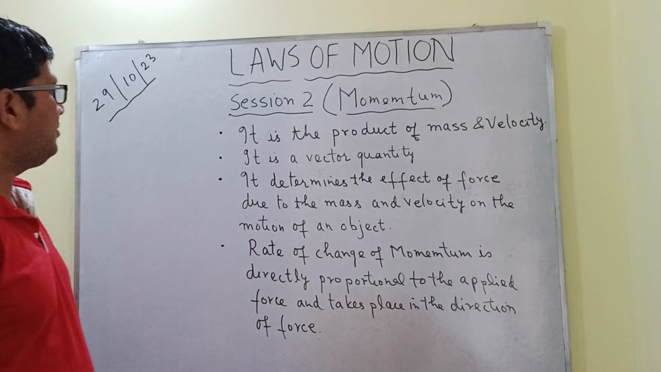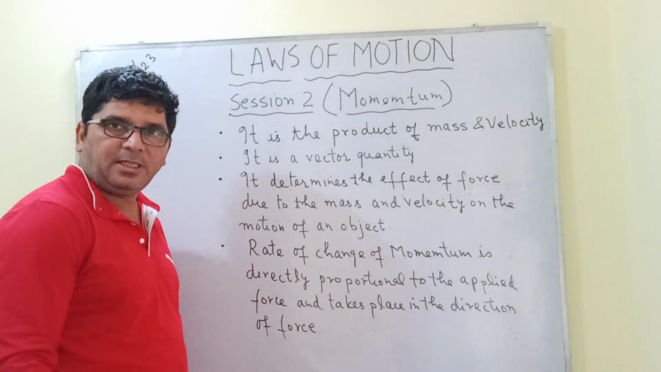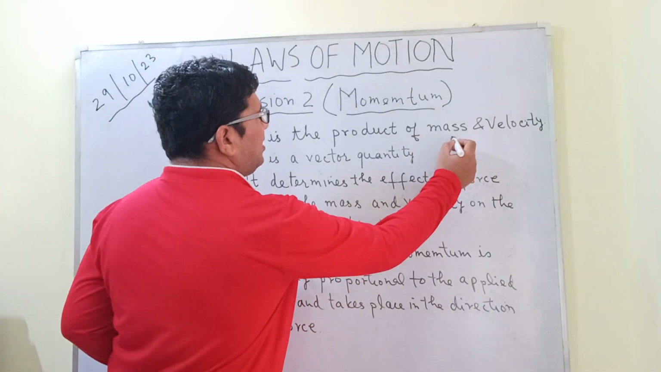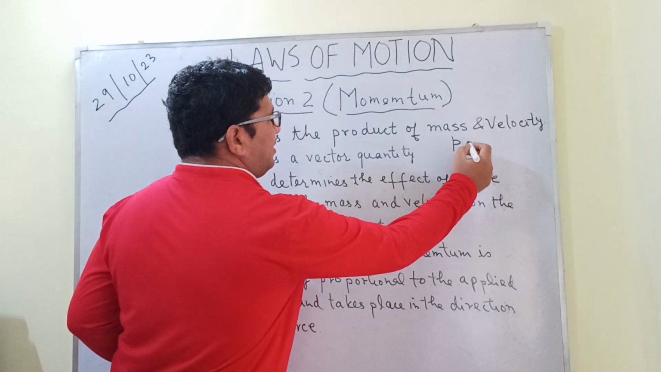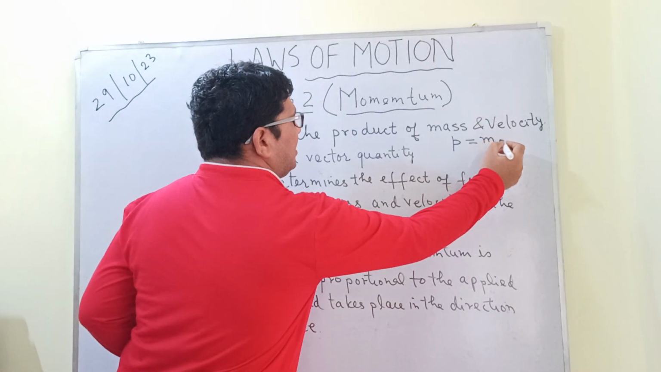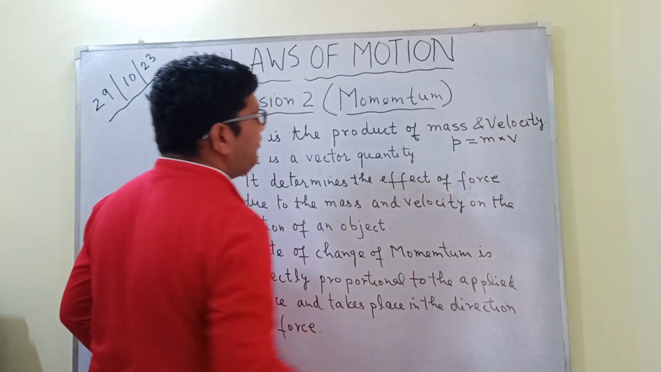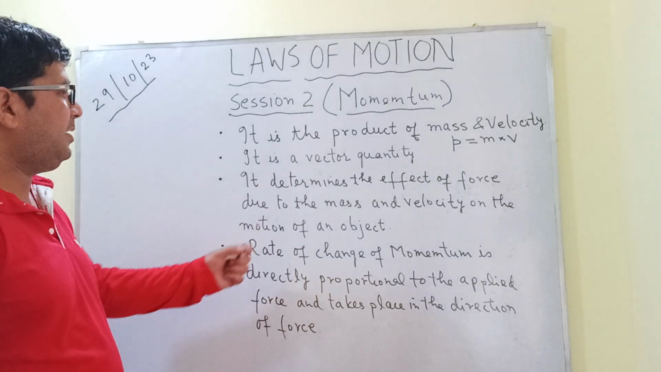As you all know, momentum is the product of mass and velocity, and it is denoted by a small p, and p is equal to m into v. This is a vector quantity, which you also know.